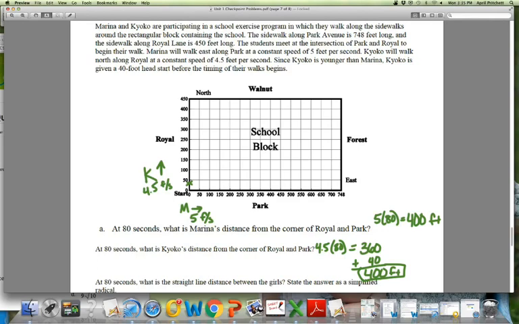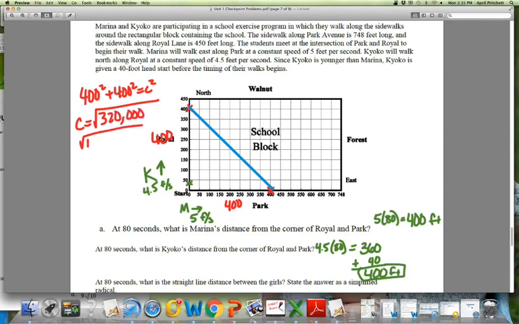And then it says at 80 seconds, what's the straight line distance? Well, they're 400 and 400, so the straight line distance right there makes a right triangle. The two legs are 400. So 400 squared plus 400 squared equals c squared. So basically that gives you the square root of 320,000. But it says state the answer as a simplified radical.